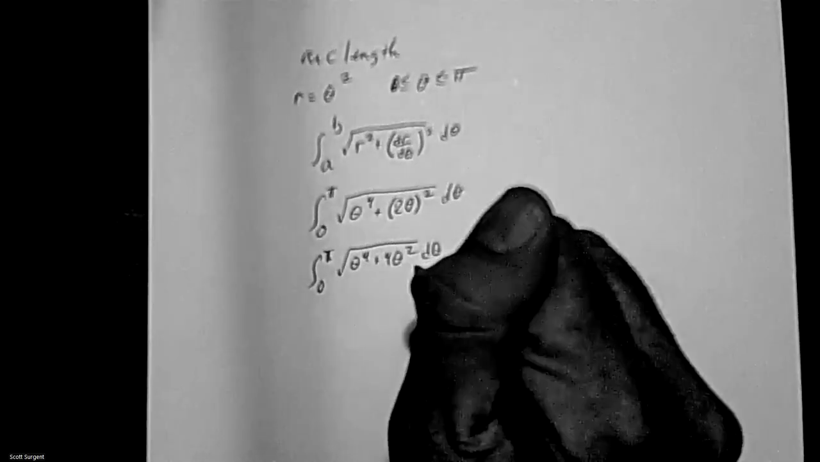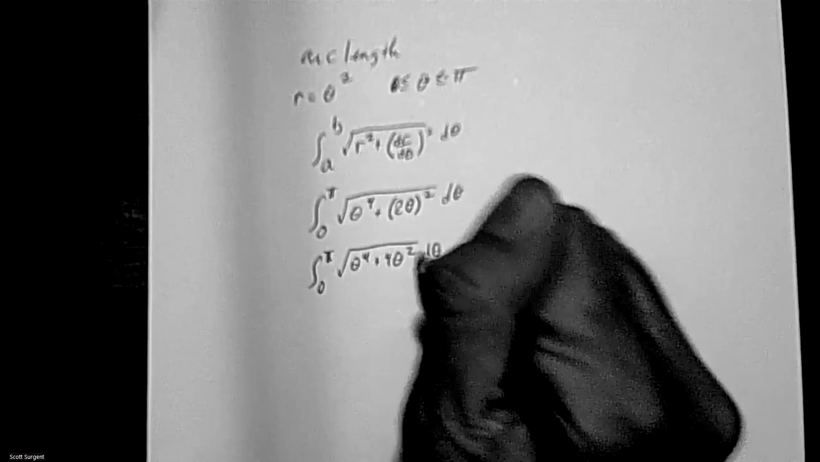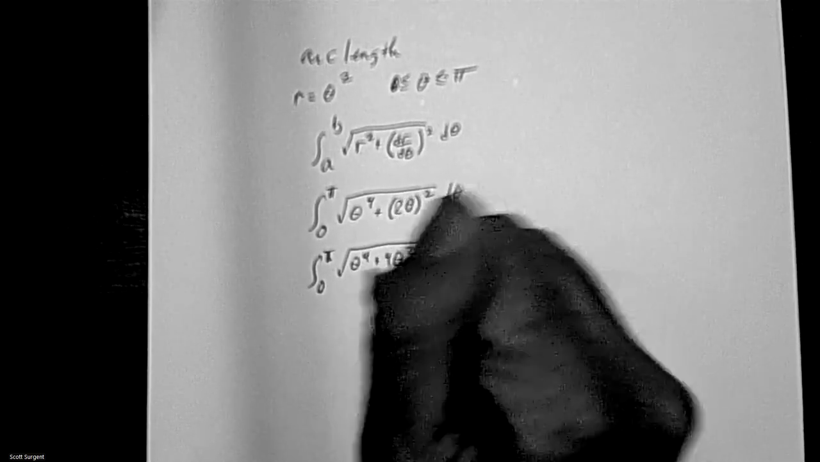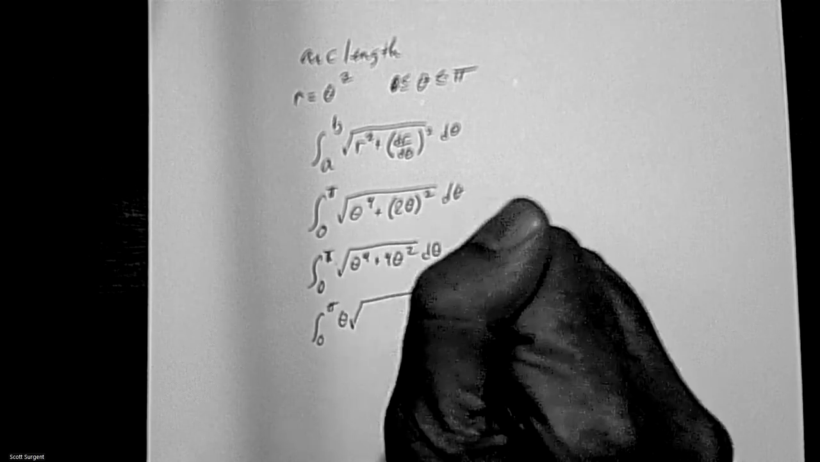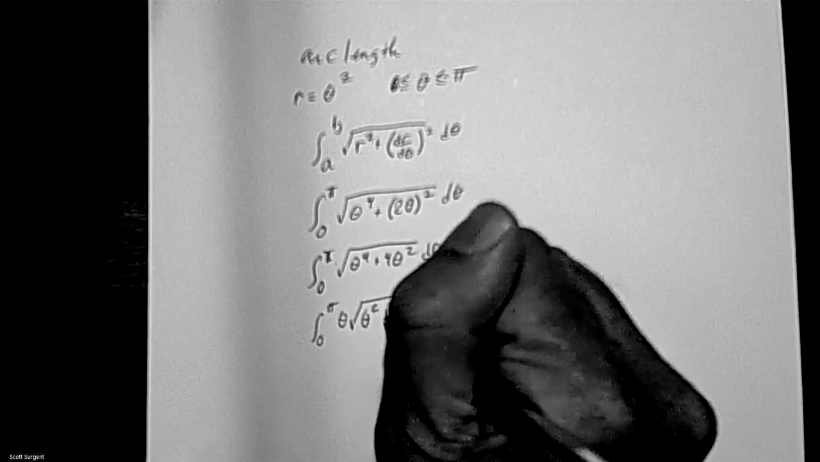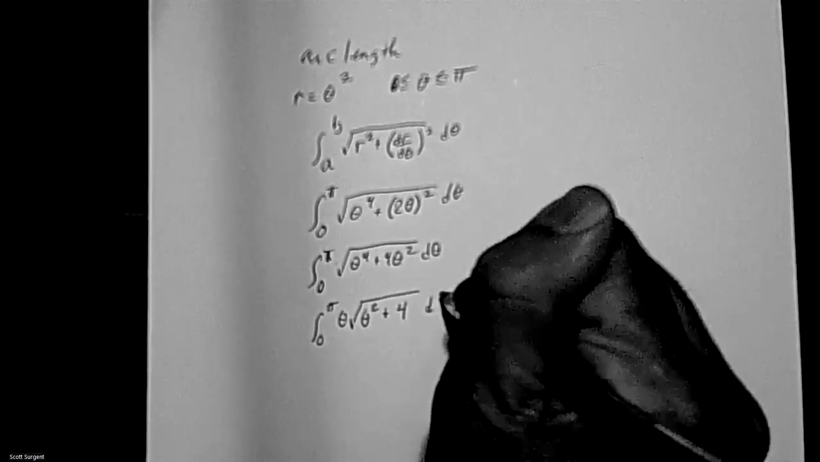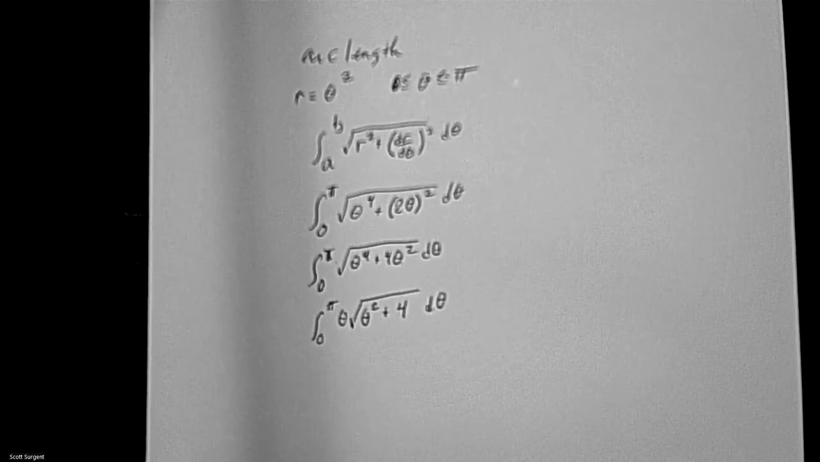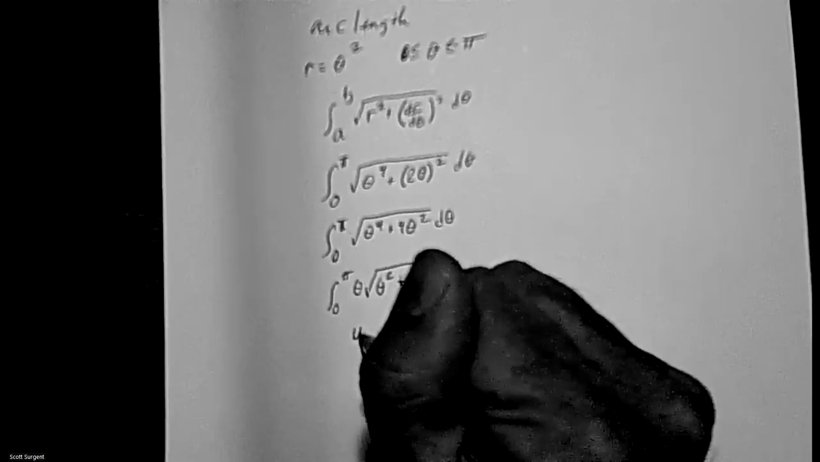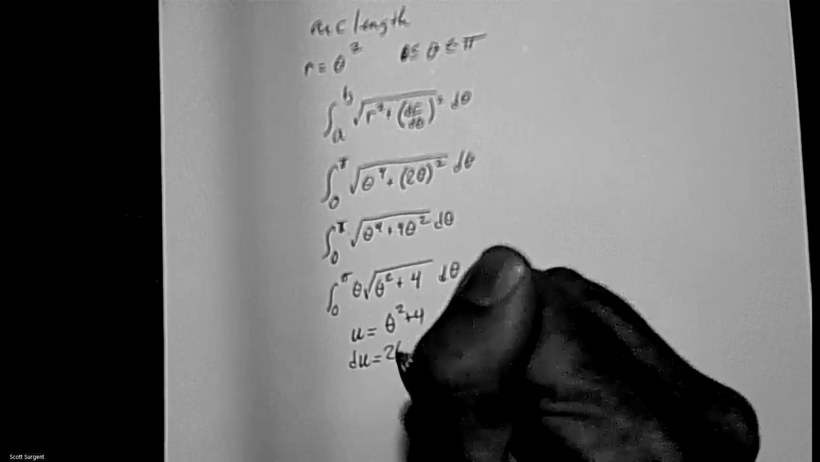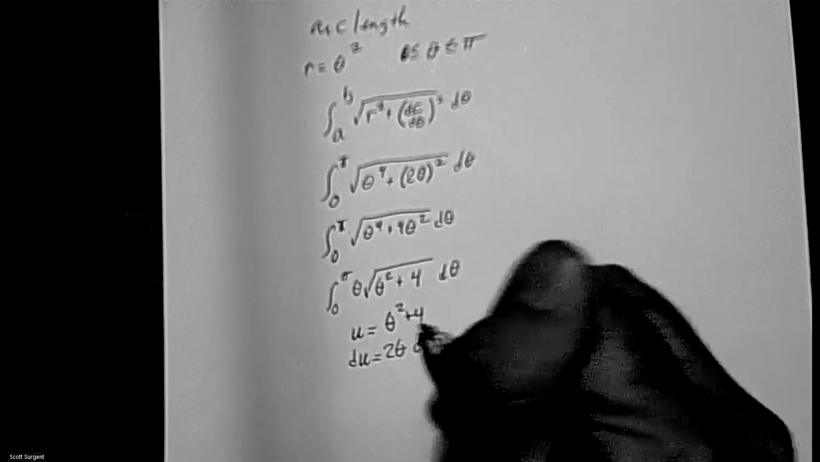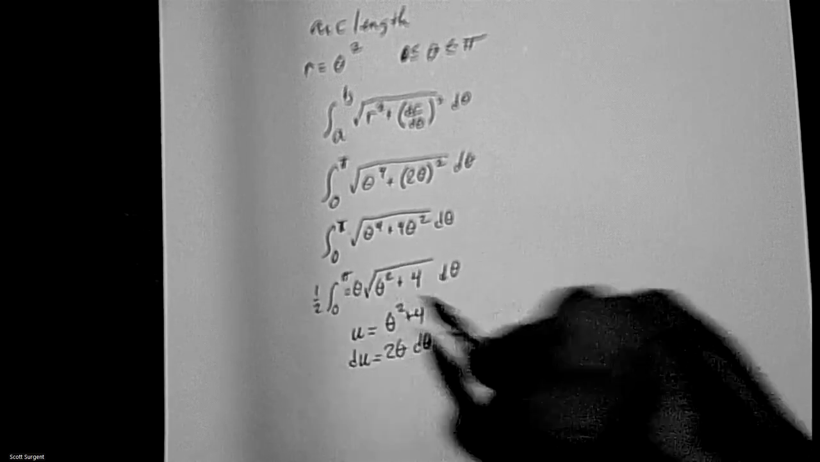You can factor out a theta squared, and that'll just become a theta on the outside. And this gives you theta squared plus 4. Actually, okay, this one's not too bad. I was fearing we were going to have to do a trig sub. I think just a u sub. Yeah, that makes life much nicer. So let u be theta squared plus 4. du is 2 theta d theta. So that means a 1/2.